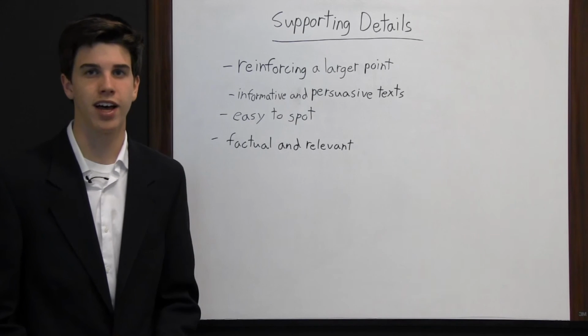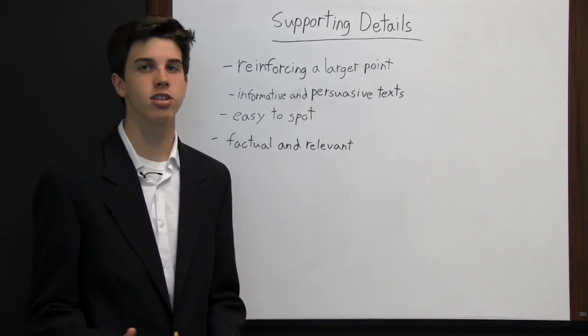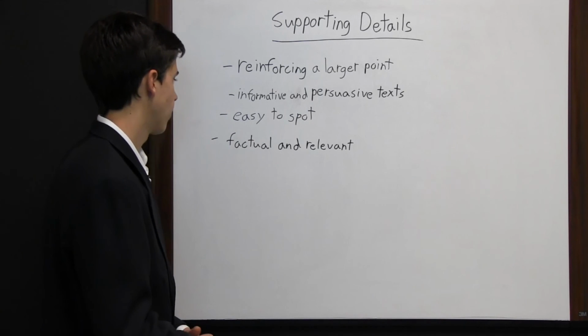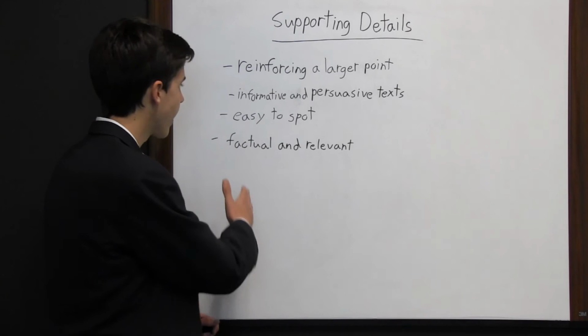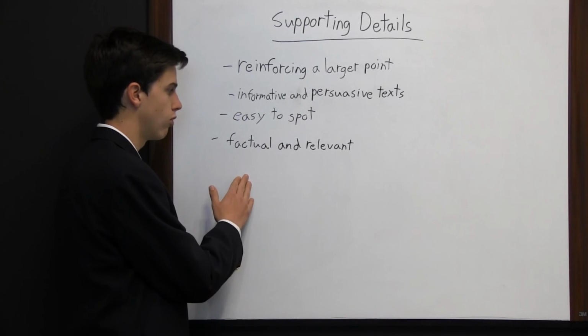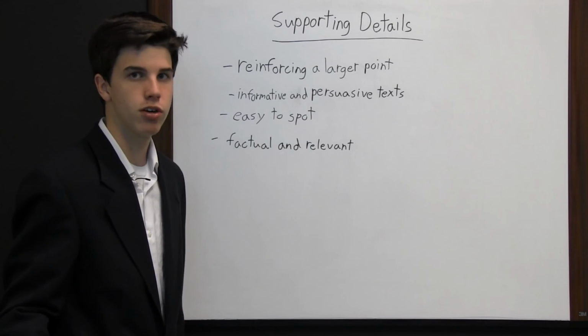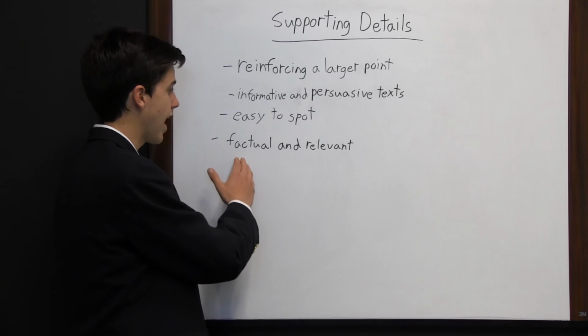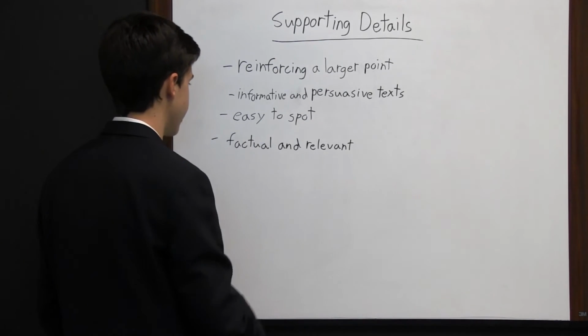Or they might say something like for example or for instance, and that would tip you off that the next supporting detail is coming along. Supporting details need to be two things. They need to be both factual and relevant. Because if something is totally accurate and factual, but it's not relevant to the main idea, then it's no good. The supporting detail needs to be accurate and needs to relate back to the main idea.